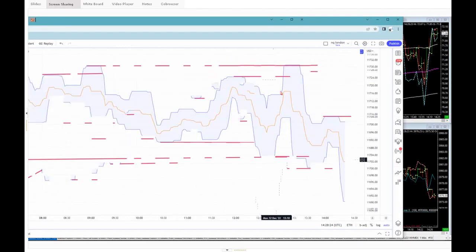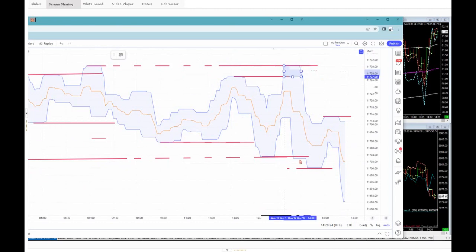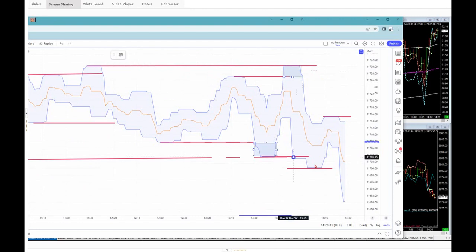Anytime you go above these areas, there may be an opportunity to deal in this little box here. Anytime you go below this, there may be an opportunity to deal in that little box area. Anytime you go below here, there may be an opportunity to deal in that little box. So these areas become important dealing locations.